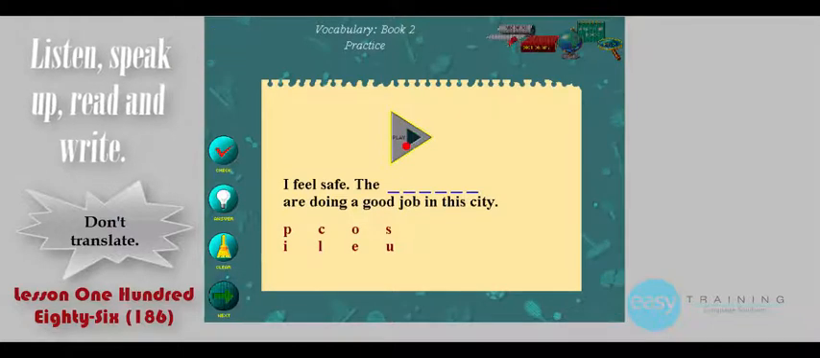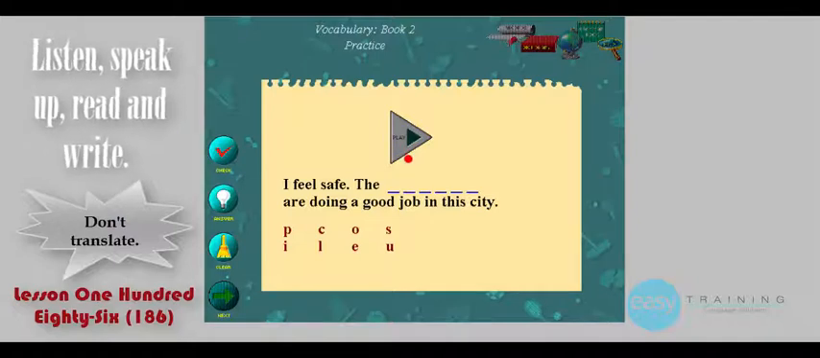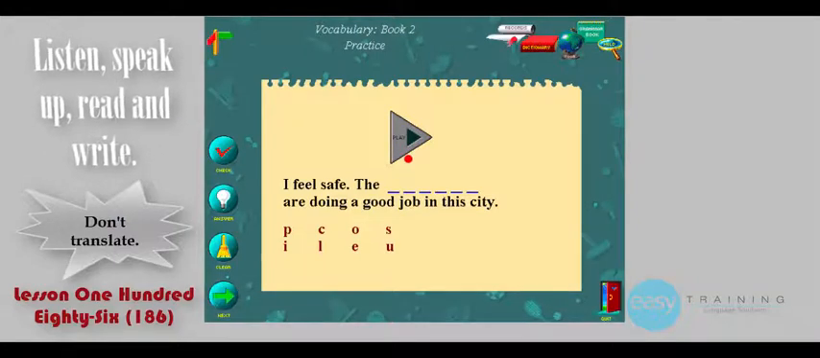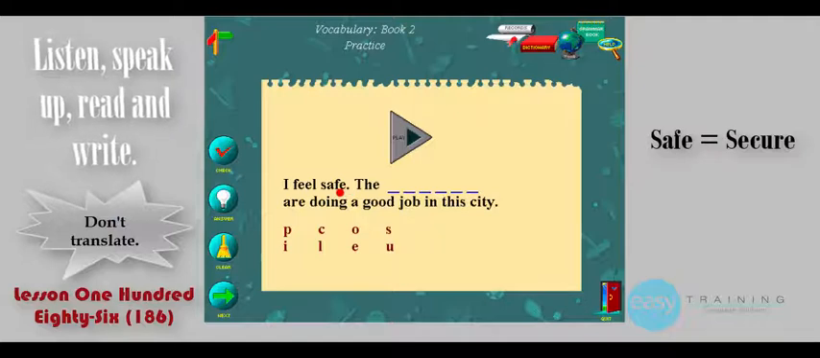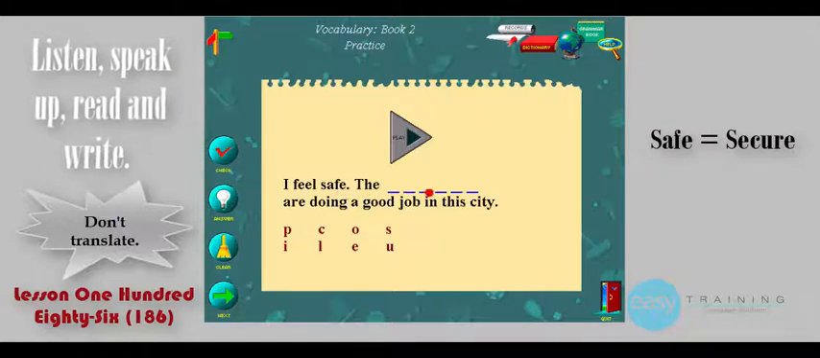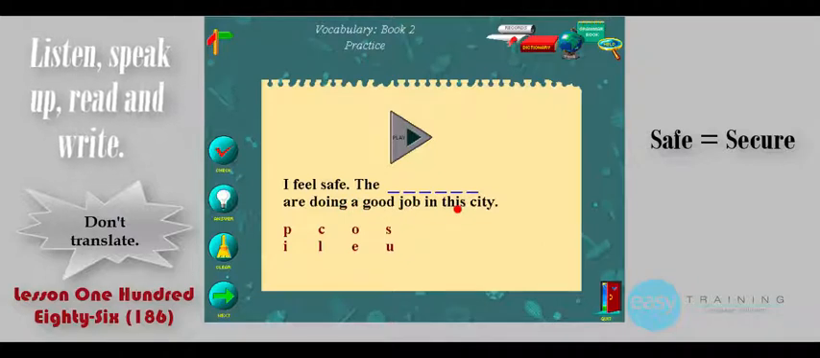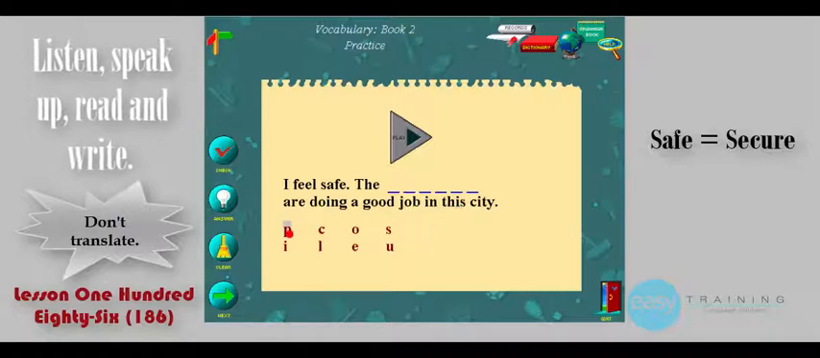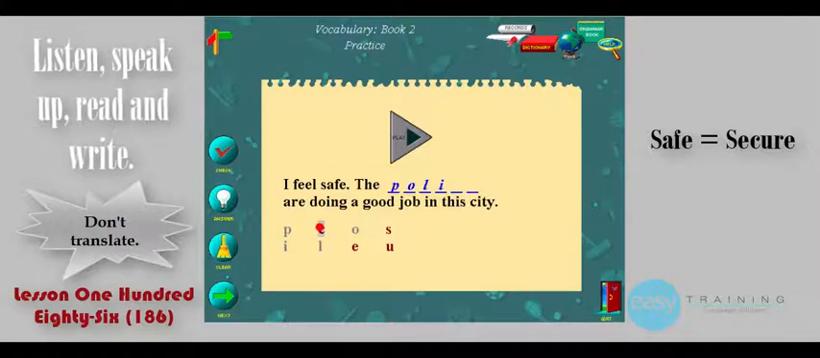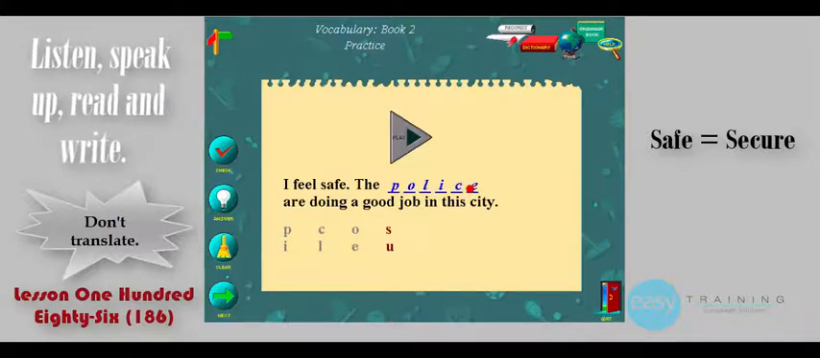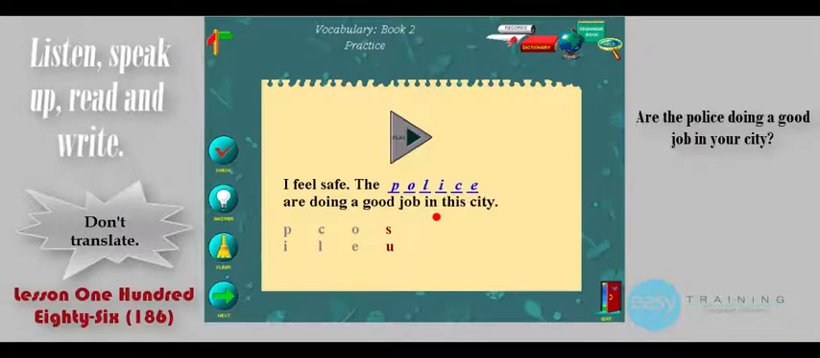Listen. Police. I feel safe. The police are doing a good job in this city. This person says, I feel safe. I feel secure. Police spells P-O-L-I-C-E. Police. Are the police doing a good job in your city?